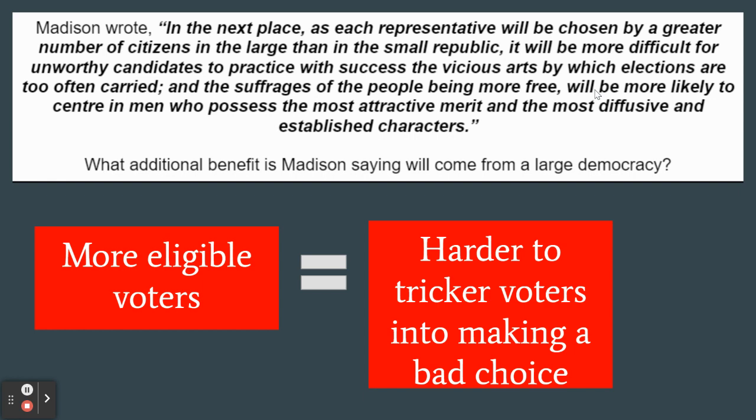So again, the premise is that a democracy is going to work better in a larger area, and that a larger democracy will be good because it'll control factions. It'll provide potentially better rulers to choose from, and also more voters, which means it'll be harder to trick them.